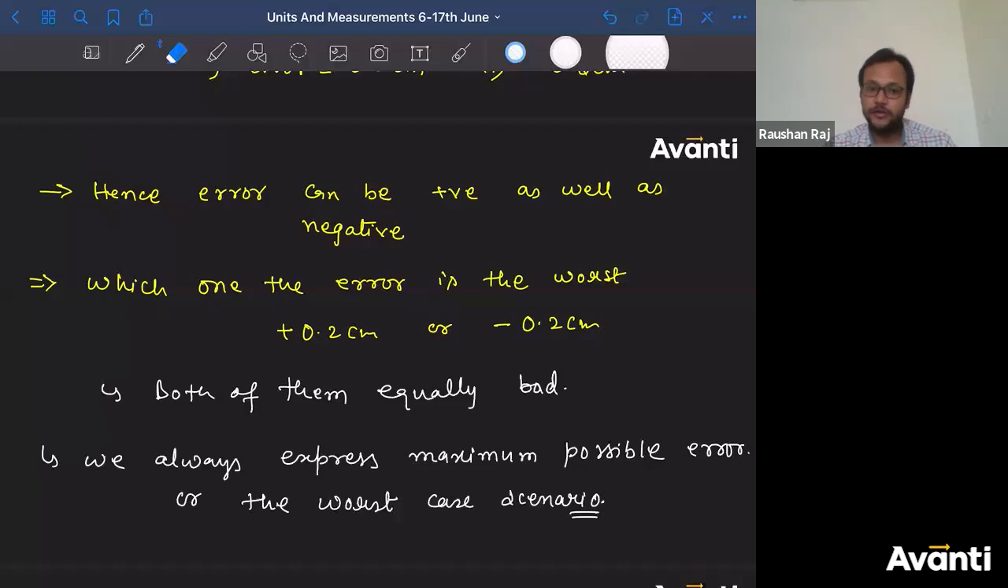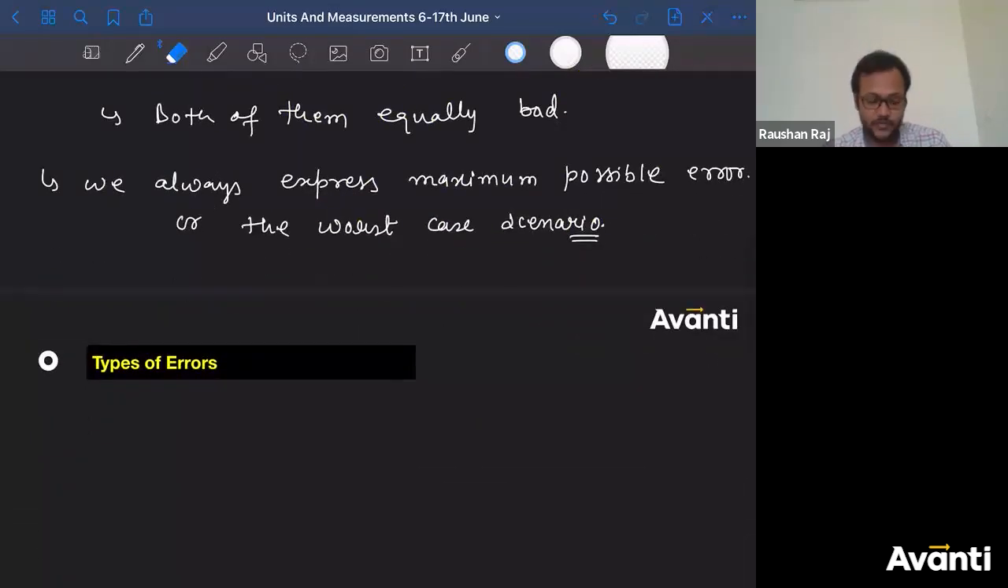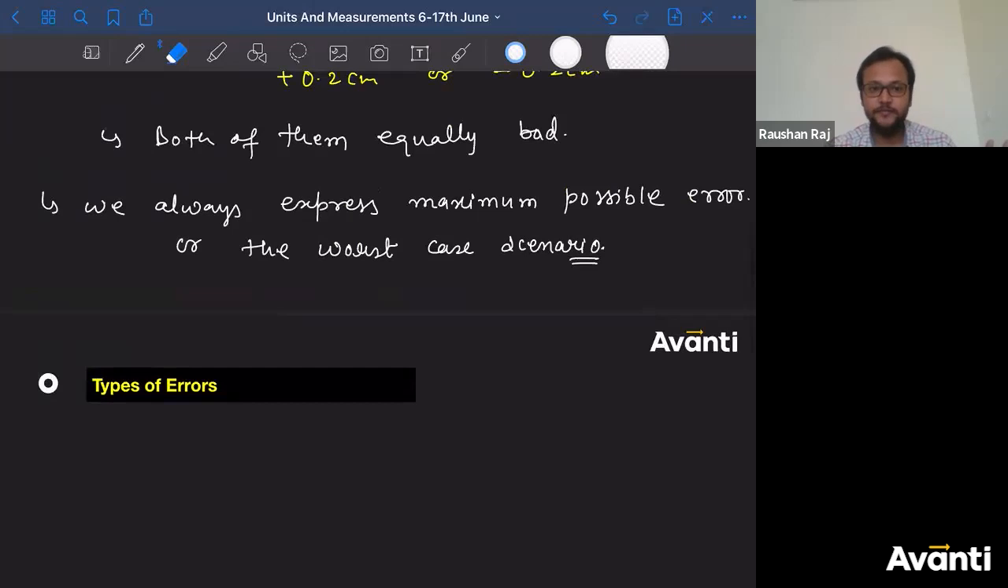Okay, anything, there is no measurement device which will be 100% accurate. There is no measurement device in this universe which is 100% accurate. There will always be some error. Okay, there will always be some error.